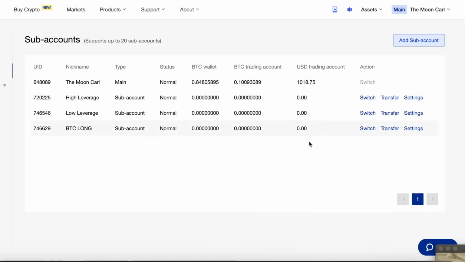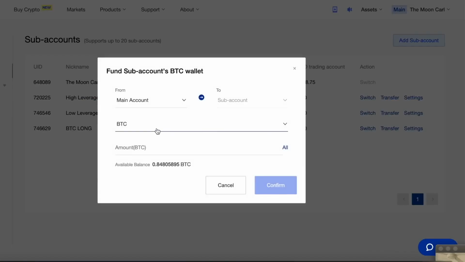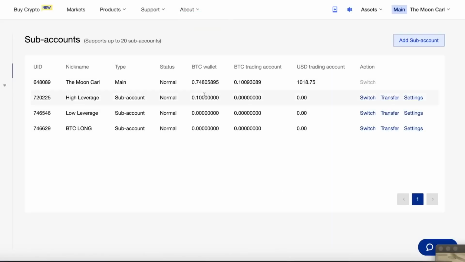Now in these sub accounts, you can see that I have no Bitcoin. I have zero balance in all of them, but in my main account I have 0.84 Bitcoin. I basically have to fund these accounts. Let's say I want to fund this account that I named high leverage. Well, I just click transfer, and then I click Bitcoin here, and let's say I want to transfer 0.1 Bitcoin here. I click confirm, and there you go. Now I have 0.1 Bitcoin in this sub account.